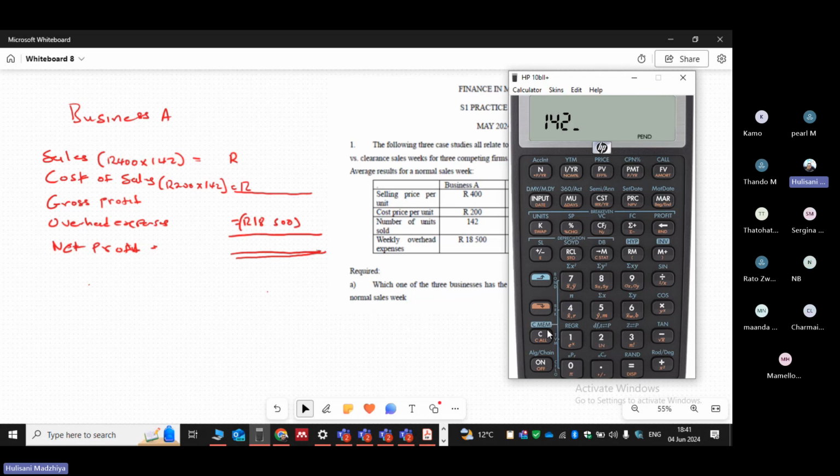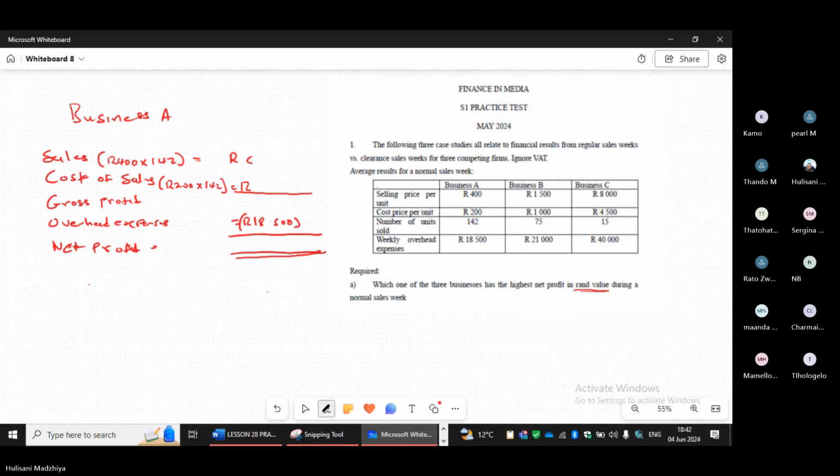So in this case, our sales is going to be 400 multiplied by 142 units that were actually sold. This means that we have a total sales of 56,800. So here we're going to have 56,800 as the total sales.